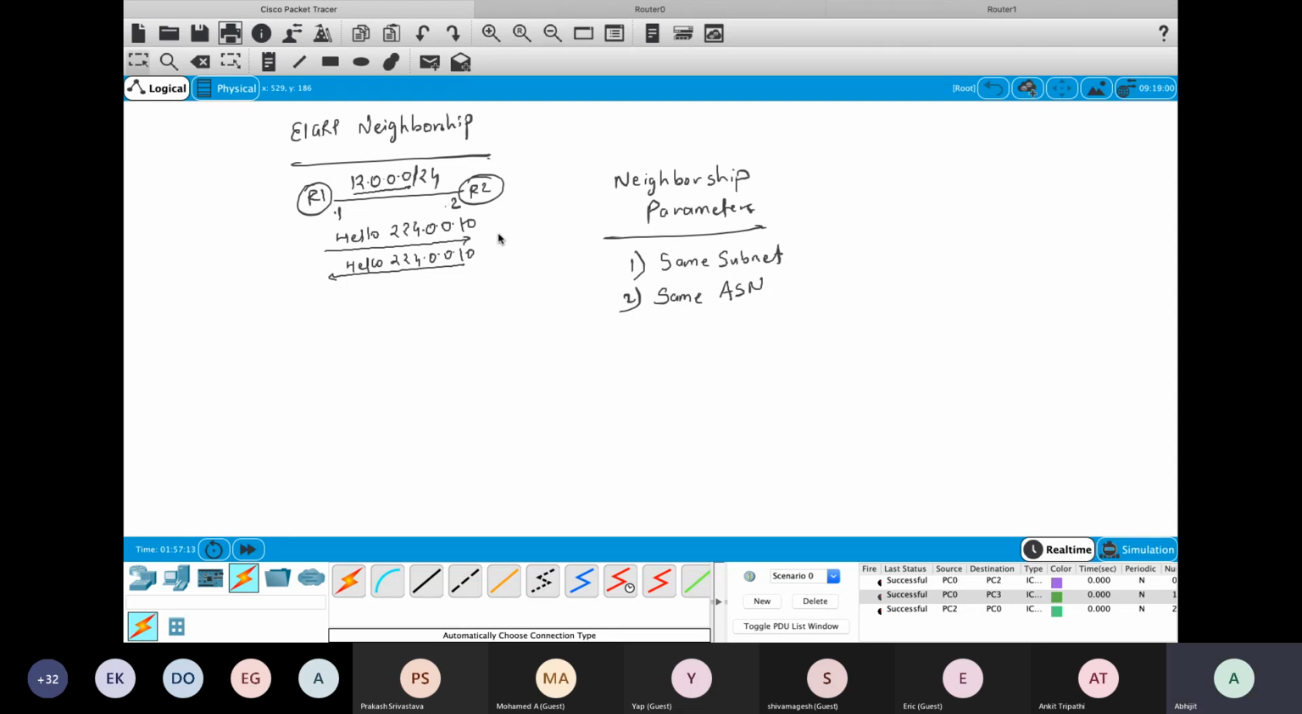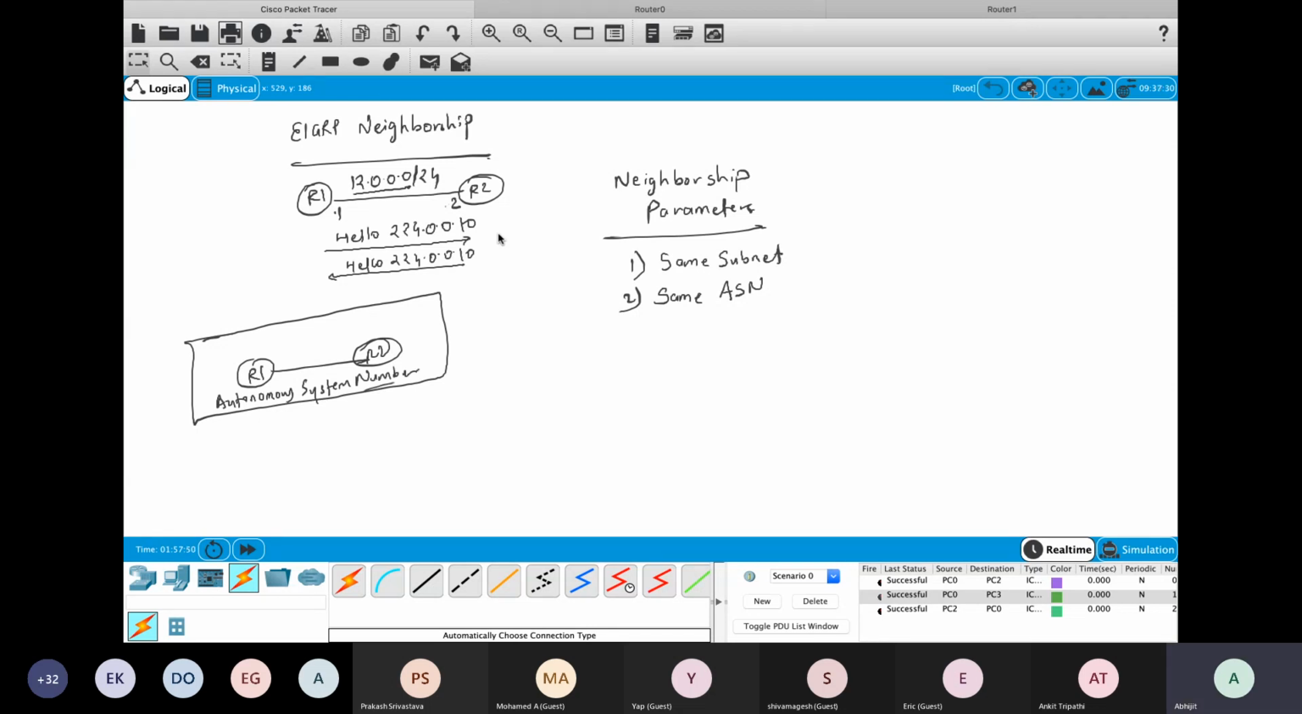In RIP, if you have R1 and R2, you simply go on R1 and say router rip version 2 and then network this, network that. Correct? But in EIGRP, it doesn't work like that. In EIGRP, whenever you have multiple routers, those routers will only be able to exchange routes if they are in the same autonomous system number.